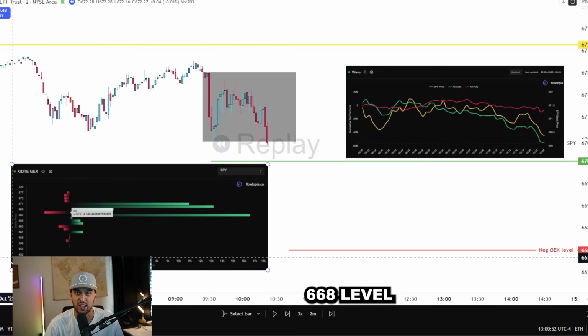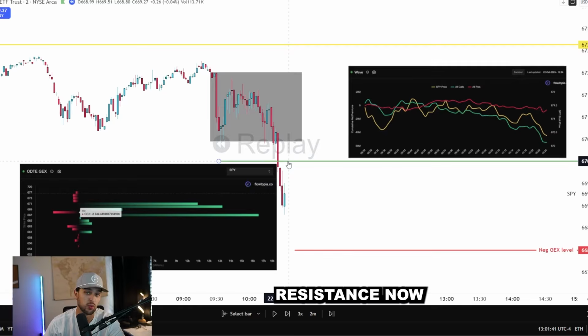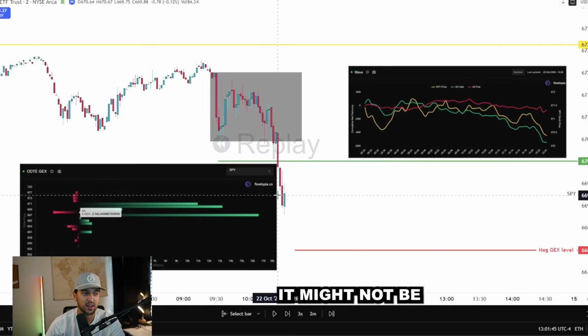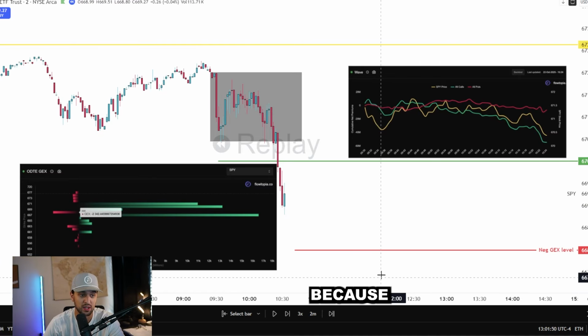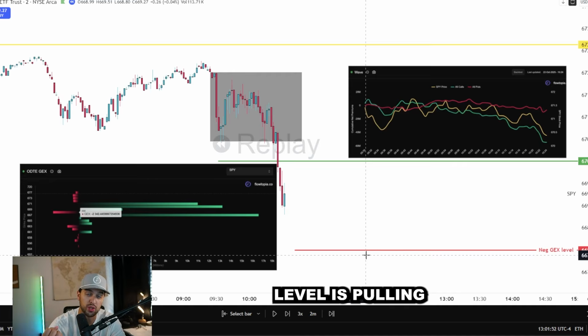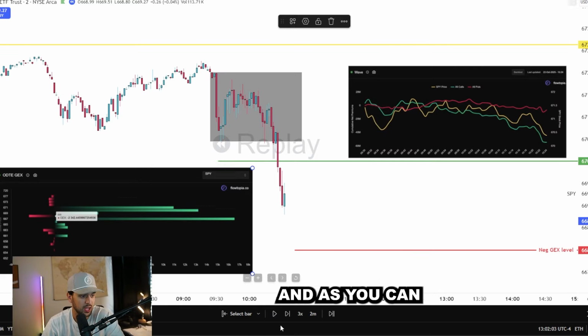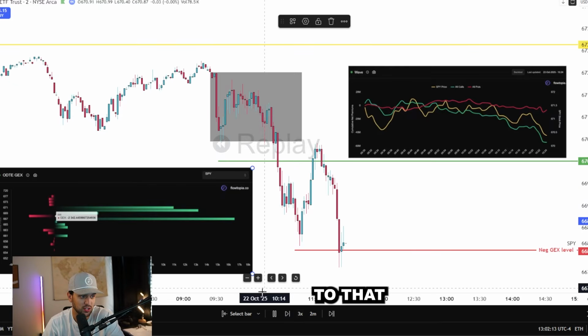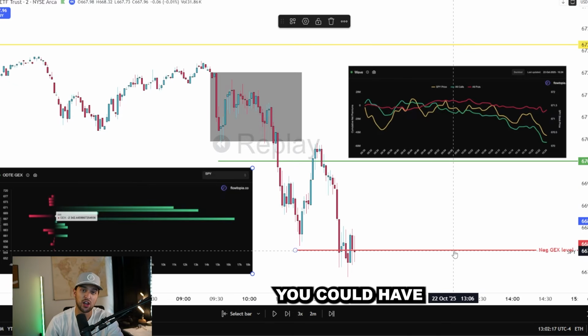So typically you can wait for a retest back to that positive level and see if it uses it as a resistance now. Or you can go ahead and enter shorts knowing that it might not be the best entry, but it could be a straight shot to 668 because that negative Gex level is pulling. And I like to say magnet because it's pulling price to that level. And as you can see, we went straight to that level. We came back up, retested that positive level, rejected it, and went straight to that level again. This is exactly how you could have caught the move.